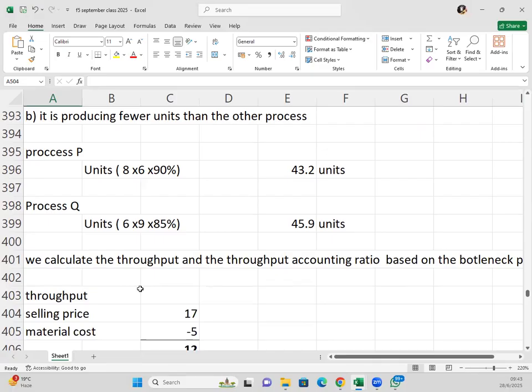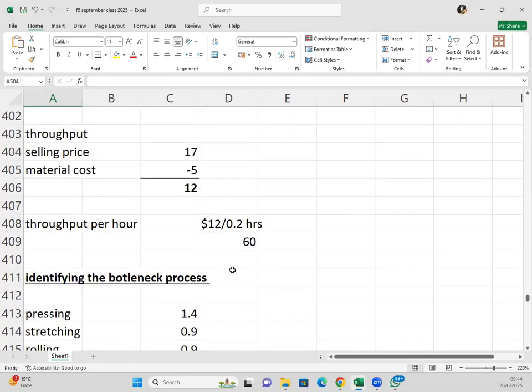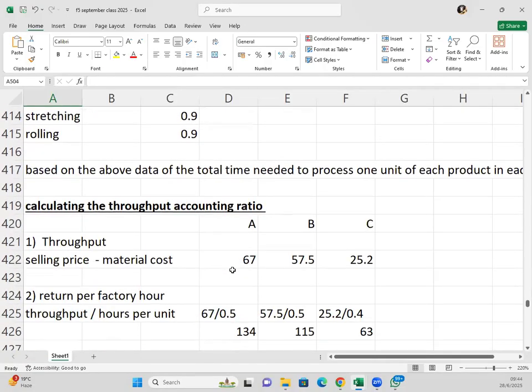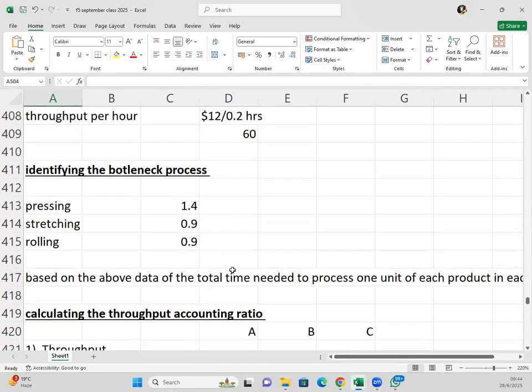We can use the theory of constraints to identify the resource which is a bottleneck, and also come up with ways to improve the performance of the bottleneck. Then to calculate whether we are now maximizing our efficiency from the bottleneck resource, we use the throughput accounting ratio. Besides that, we also talked about how you identify a bottleneck resource.